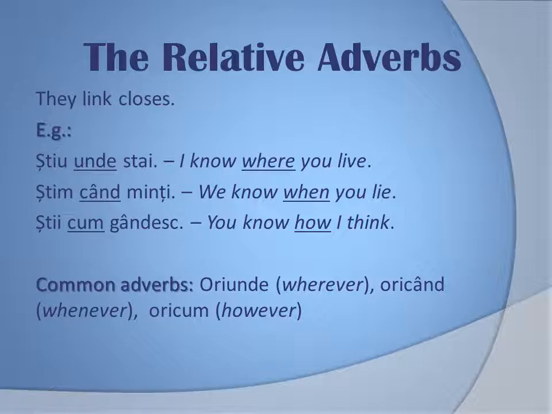And third example. Știi cum gândesc. You know how I think. So the first clause is știi, you know. The relative adverb is cum, how. And the second clause is gândesc, I think. Știi cum gândesc. You know how I think.